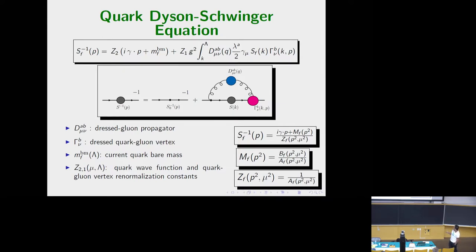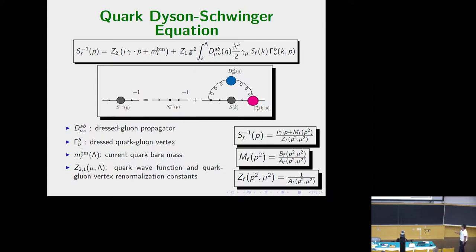The first one is the dressed gluon propagator. The second one is the dressed quark-gluon vertex. This m_f is the current quark bare mass. And these Z_2 and Z_1 are the quark wave function and quark-gluon vertex renormalization constants, which depend on the renormalization point and on this Lambda, which is a regularization mass scale. It is important to mention here that both the gluon propagator and the dressed quark-gluon vertex also satisfy their own Dyson-Schwinger equation. As a consequence, we have an infinite tower of coupled equations here.